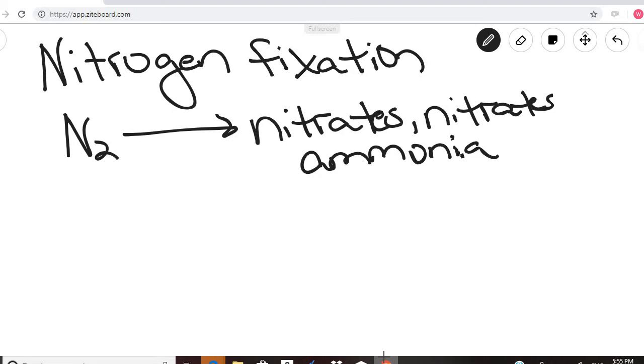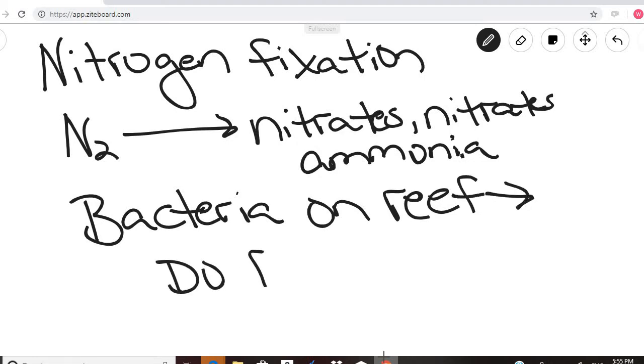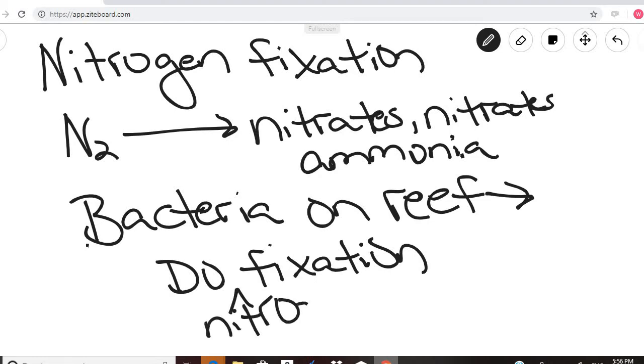Well, living on a reef, there are bacteria. And the bacteria on the reef do nitrogen fixation. So those bacteria serve an important role on the reef.